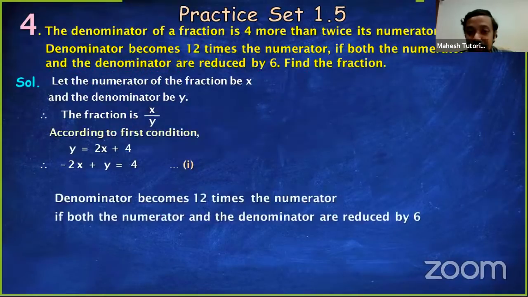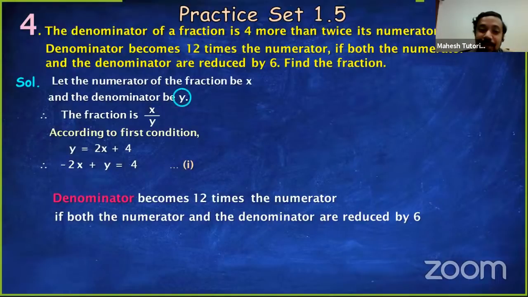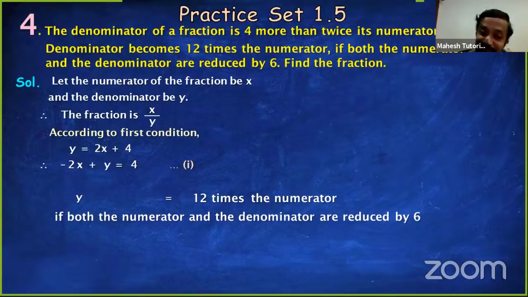A very important condition, students. I want every one of you to read the condition. Denominator becomes 12 times the numerator if both the numerator and the denominator are reduced by 6. Let us take the condition part by part, students. The condition says denominator. As per our assumption, what is the denominator? Y. So in its place we put y. Becomes. Students, remember, become stands for equal to.